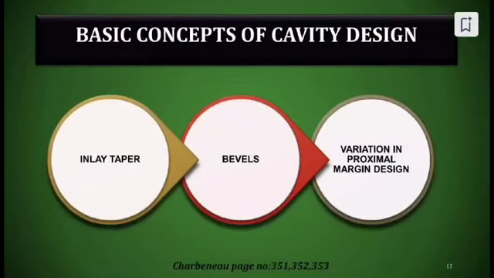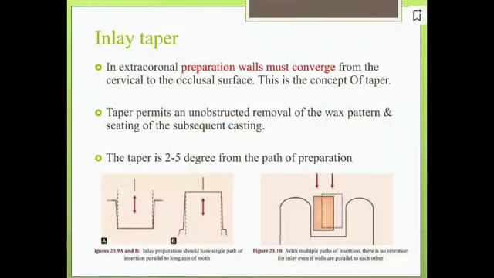Basic concepts of an inlay cavity design include inlay taper, bevel, and variation in proximal marginal design. So inlay taper: in an extracoronal preparation, the preparation walls should converge from the cervical to the occlusal surface, which permits an unobstructed removal of wax pattern and subsequent casting. So the taper should be 2 to 5 degrees from the path of preparation.